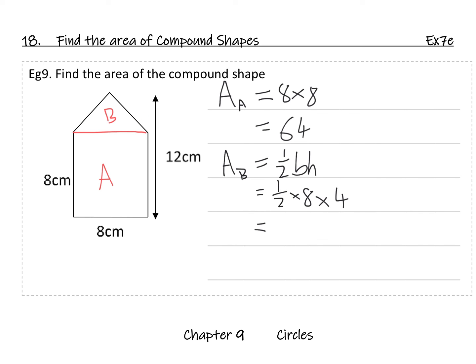If we work out then a half times 8 times 4, you could do 8 times 4 is 32, and half of that is 16. And then the area of the compound shape, I would say the total area, AT, is going to be 64 plus 16, and that gives you 80. This question is in centimeters, so an area is going to be centimeters squared.